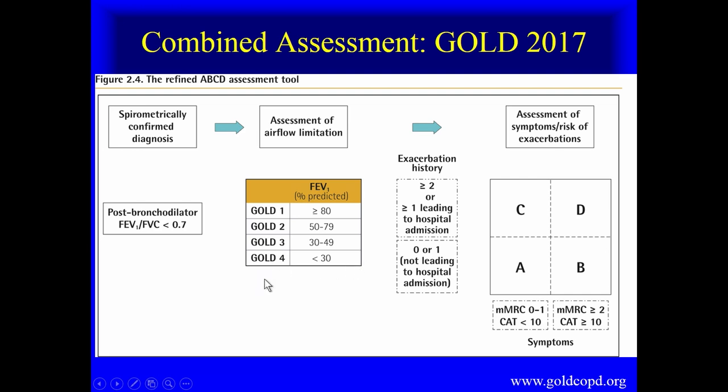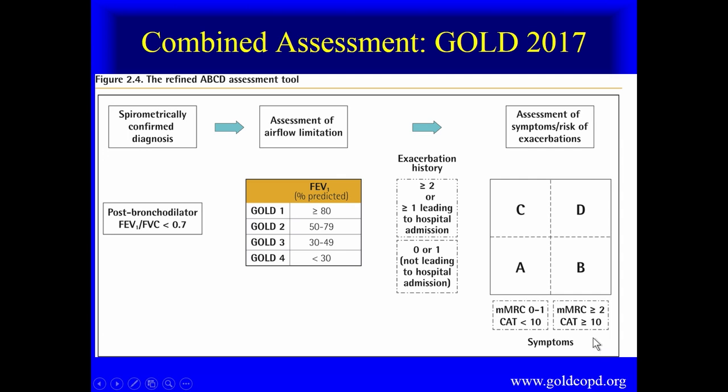And then the symptoms and exacerbation risk are put together into this bidimensional assessment, with the highest risk patients for exacerbations, like we mentioned, having 2 or more exacerbations in the previous year, or 1 exacerbation leading to admission to the hospital, and lower risk patients having 0 or 1 exacerbations without a hospital admission. And then symptoms can be defined either based on the MMRC or the CAT score, with the threshold of MMRC being 2 or more and the threshold of CAT being 10 or more to define symptoms.